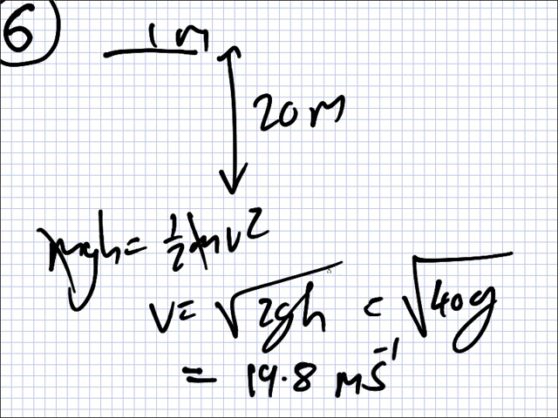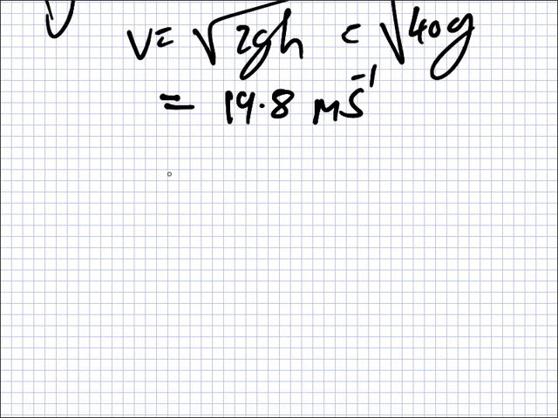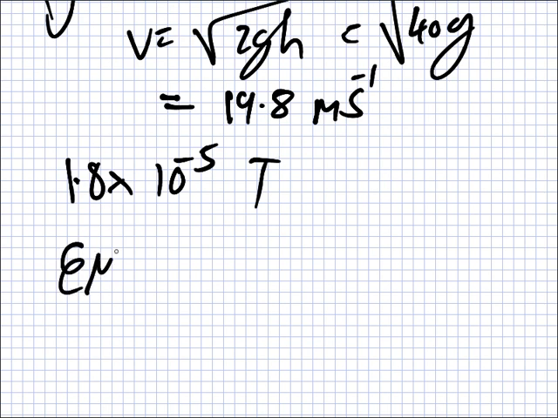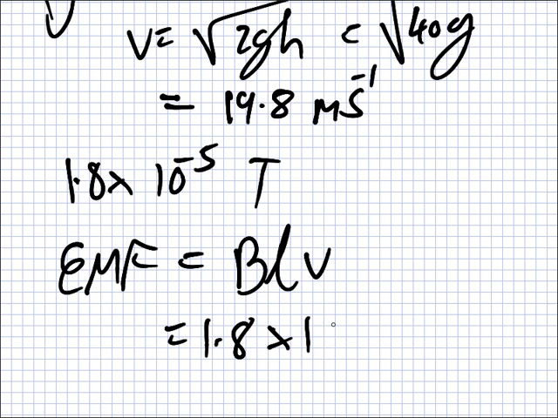Okay, what's the next part? Horizontal component of the Earth's magnetic field is 1.8 times 10 to the minus 5 Tesla. Determine the EMF developed across the ends of the conductor just before it hits the ground.